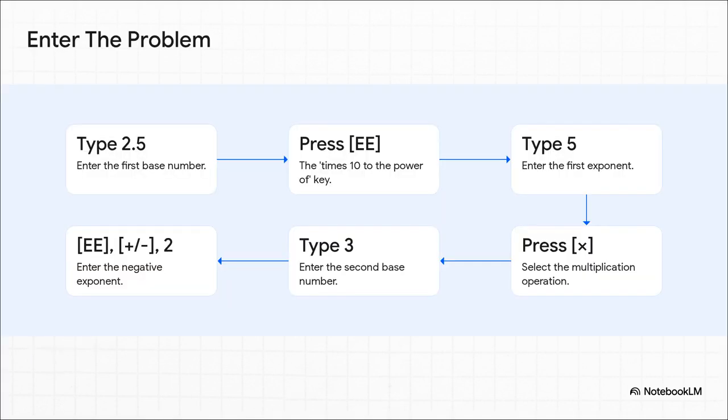All right, let's do this step by step. First up, just type 2.5. Now, instead of all that extra stuff, just hit your EE key one time. Simple. Then type in the exponent, which is 5. See how easy that was? Okay, now press the multiply key. Type in our second number, 3. Hit that EE key again, and for that negative exponent, just find your plus minus key, tap that, and then type 2. Okay, go ahead and hit equals.